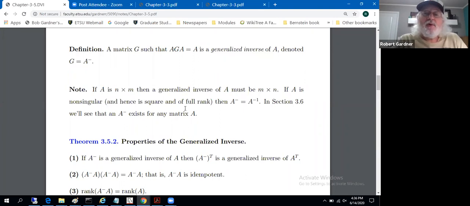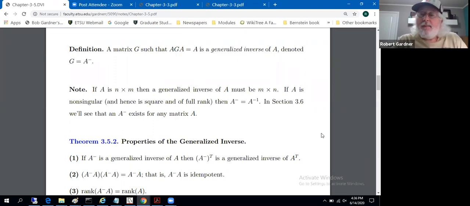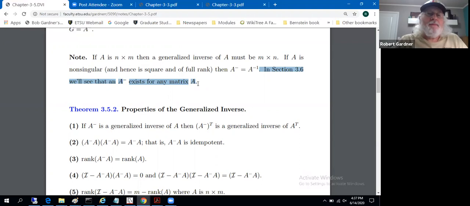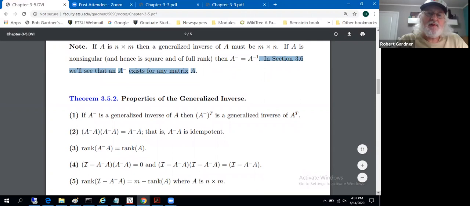If A is non-singular and so invertible, then the generalized inverse can be taken to be A inverse itself. So when A inverse exists, we could put an A inverse here, and of course, A times A inverse times A equals A. So in that sense, this G thing is a generalized inverse. What we won't see until the next section is that these generalized inverses actually exist. So you take any matrix A, it has a generalized inverse. It may not be unique, but generalized inverses do exist. Sit tight, we'll do that in the next section. The title, I think, is generalized inverses.